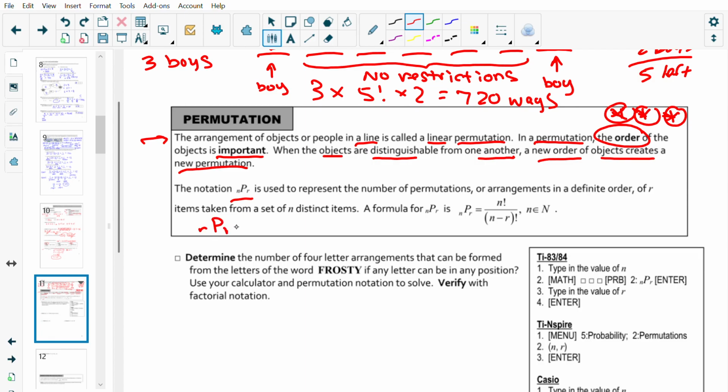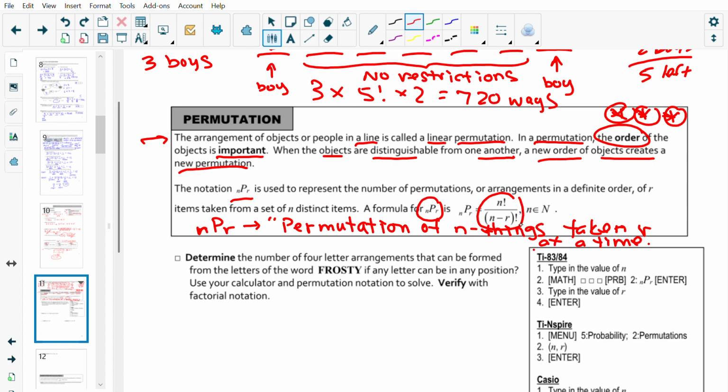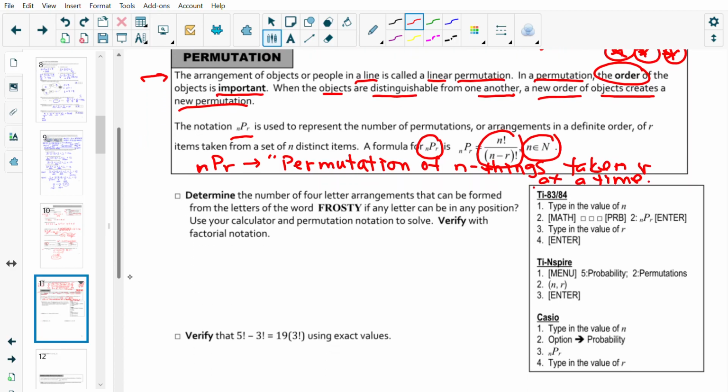So nPr, when you say this, don't say NPR. The way you say this is: permutation of n things taken r at a time. Okay, and then the formula for this, permutation of n things taken r at a time, is n factorial divided by, in brackets, n minus r factorial, where n is an element of natural numbers.